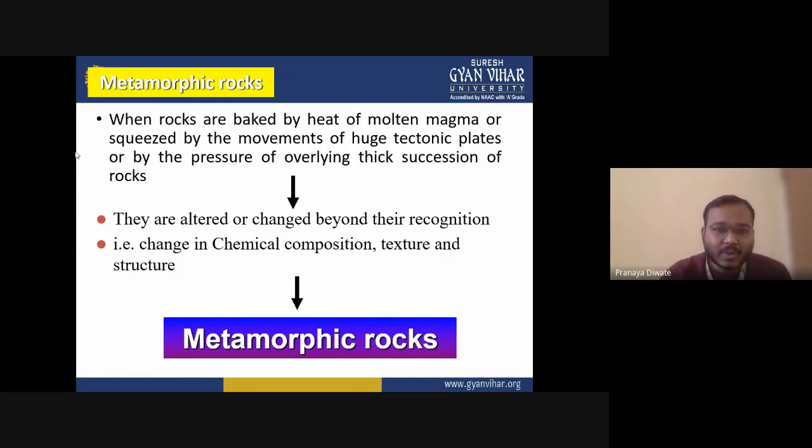So when the rocks are baked by the heat of molten magma, or squeezed by the movement of huge tectonic plates, or by the pressure of the overlying thick succession of rock, the alteration has happened. What is meant by alteration? Alteration means change from one mineral to another mineral. Only the physical component, or we can say the structure, has been changed, not the chemical composition, in the metamorphism process.